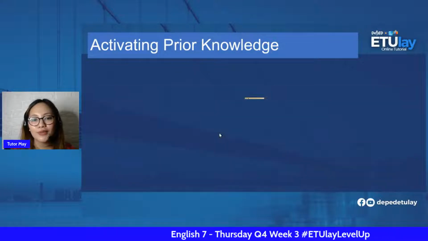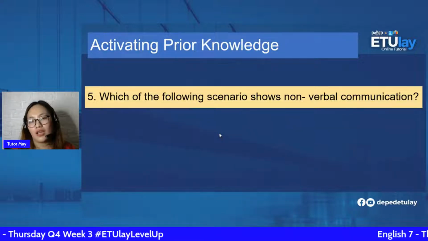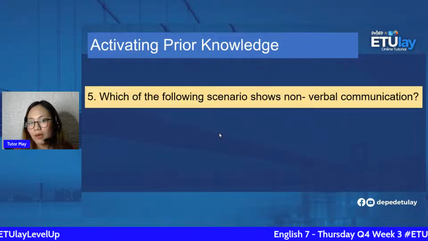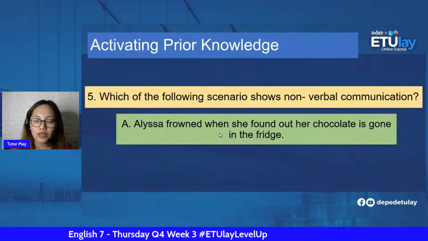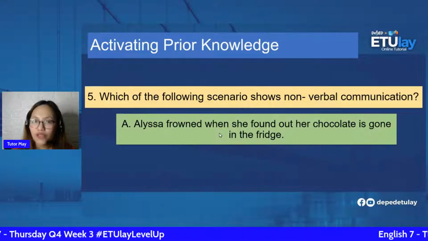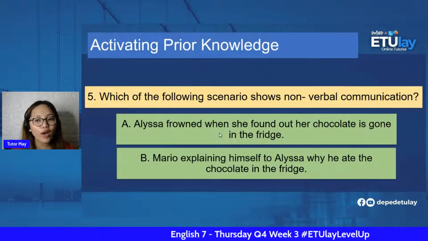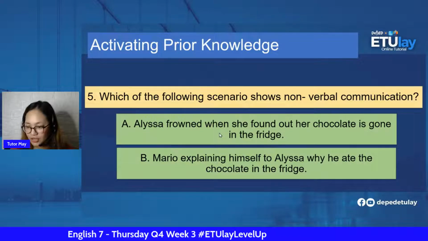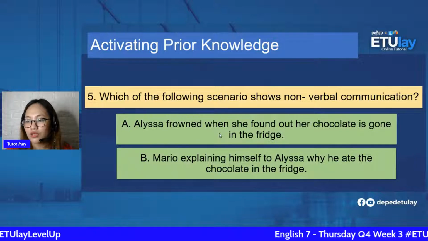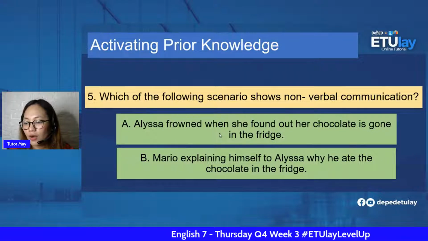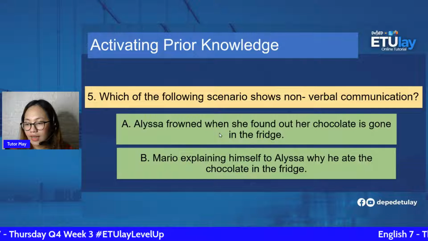Okay, so now let's go to number 5. Which of the following scenarios shows non-verbal communication? Here, non-verbal naman. If number 4 is verbal, let's see if you can still have the correct answer for this item. A, Eliza frowned when she found out her chocolate is gone in the fridge. Someone got it. B, Mario explaining himself to Eliza why he ate the chocolate in the fridge. Okay, number 5, here we go. What is your answer for number 5? Okay, so the first one to answer, yay, ang bilis talaga. It's Danette Gansataw, letter A.